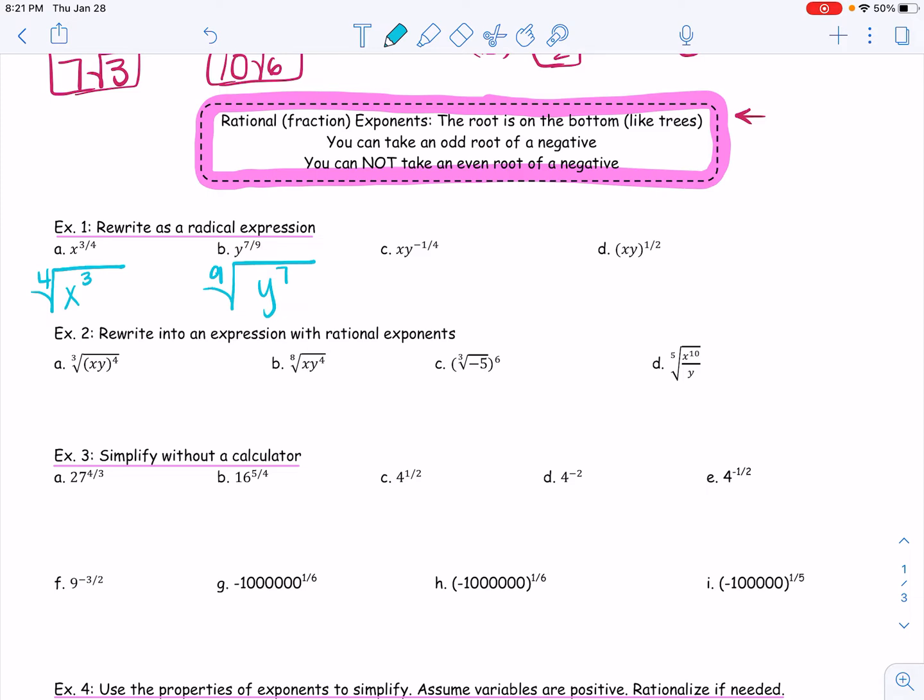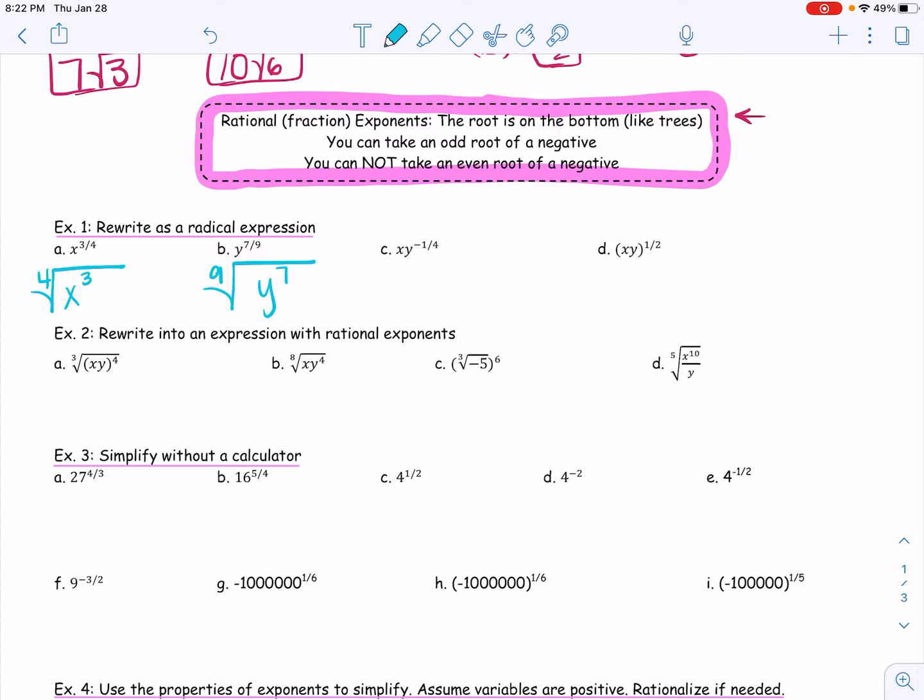Okay, for C and D, you have to notice the difference. There's a lot of differences, but one really, really important difference is that there are no parentheses in C and there are parentheses in D. What does that matter? Well, in C, that exponent of negative 1/4 is only being applied to the y. The x has a power of 1 there. Nothing is happening to the x. The y is what's being raised to a negative 1/4 power. In D, because x and y are both inside those parentheses, that means x is being raised to that 1/2 power and y is being raised to that 1/2 power. Okay, huge, huge difference here.